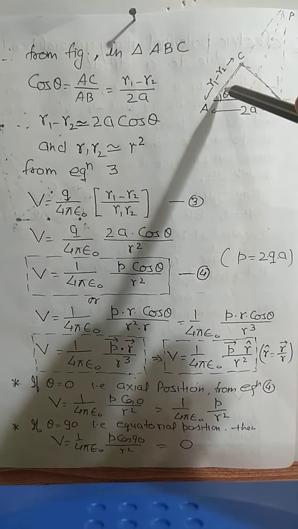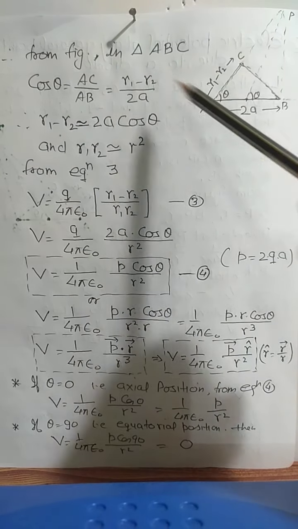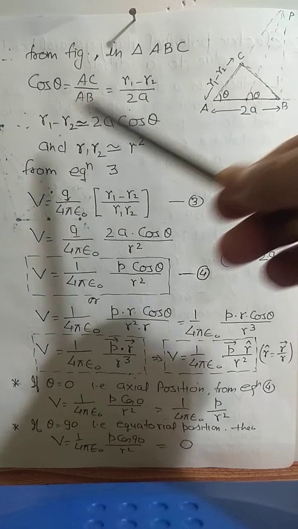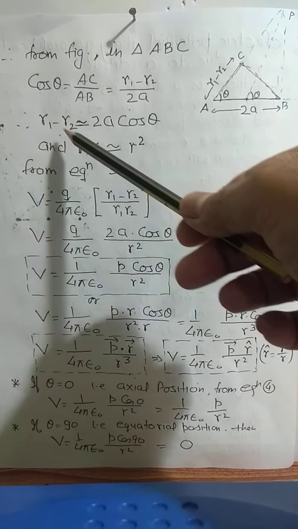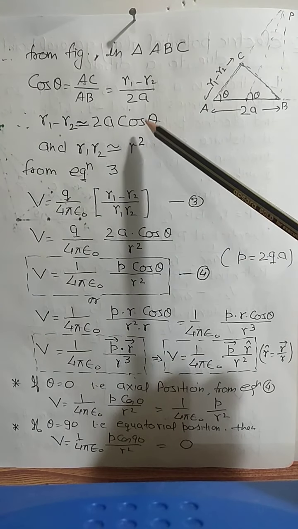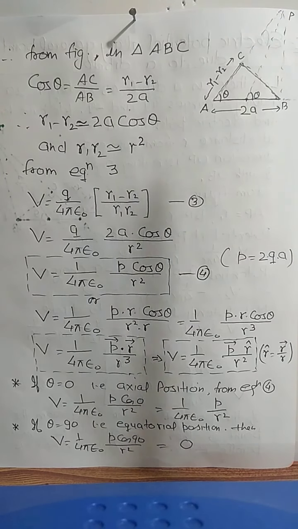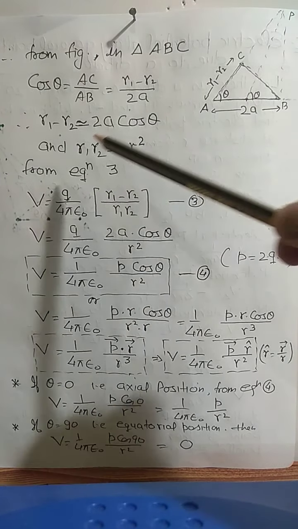Since these two angles are equal when P is far away, cos theta is equal to base upon hypotenuse. So cos theta is equal to AC upon AB. AC is R1 minus R2 and AB is 2a, which gives R1 minus R2 is equal to 2a cos theta. And R1 into R2 will be approximately R square. So approximately, R1 minus R2 is equal to 2a cos theta, and R1 R2 is equal to R square.